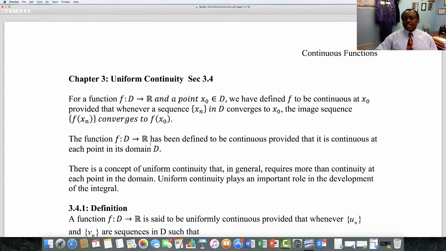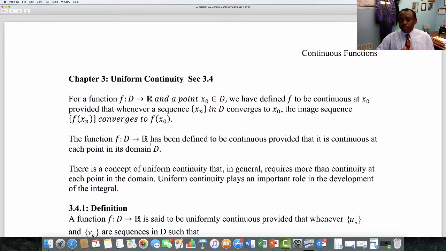Now, there is a concept known as uniform continuity, which requires more than continuity at a point in the domain. We should also mention that uniform continuity plays an important role in the development of the integral, and we will see that later in this course.